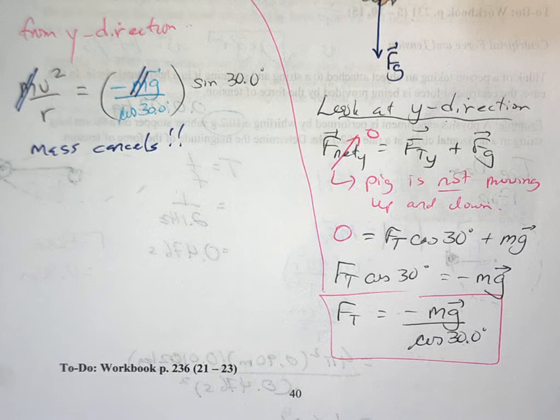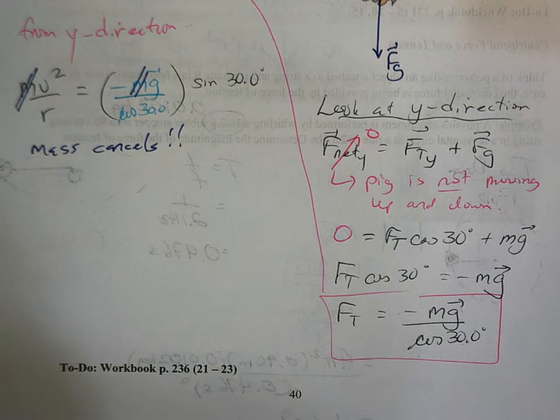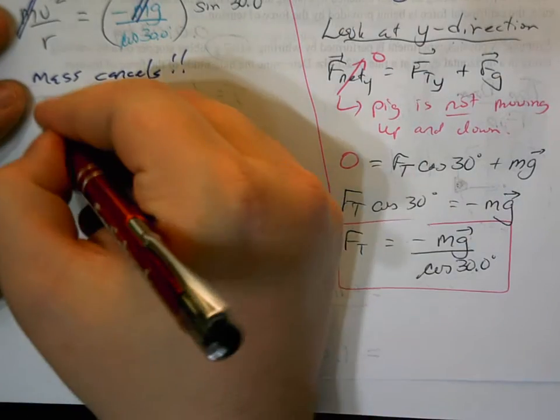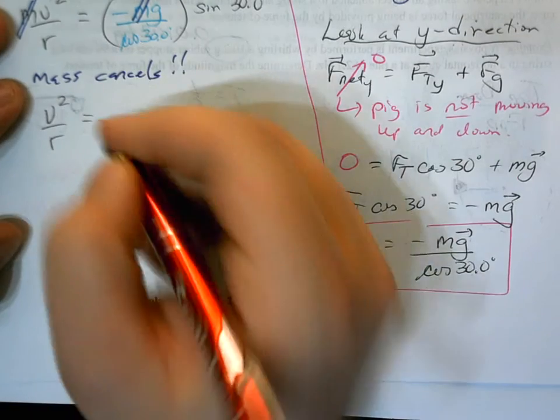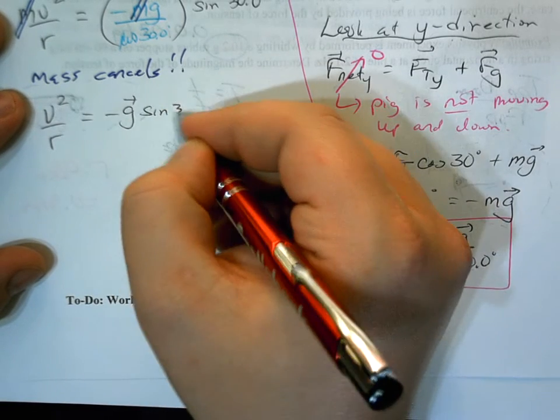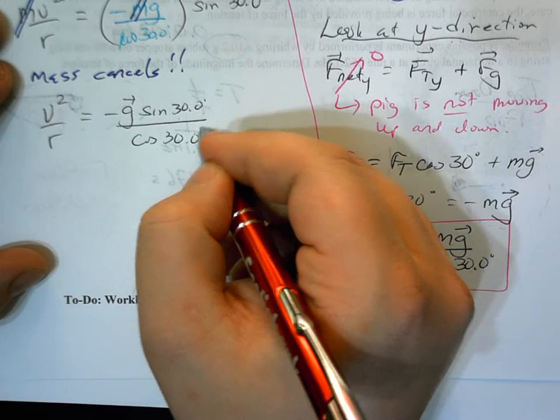We don't need the mass, and that's great because we're not actually given anything about the mass, and that's a key thing to remember in some of these problems. If you're not given the mass and you think you need it, you will not need it. It's going to cancel out somewhere. So on the left side, all I'm left with is v squared over r, and on the right side I have negative g times sine of 30 degrees divided by cosine of 30 degrees.